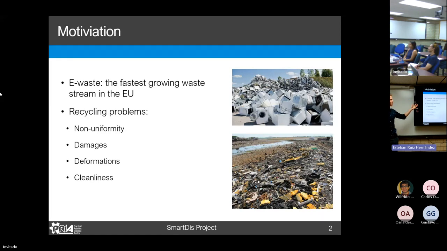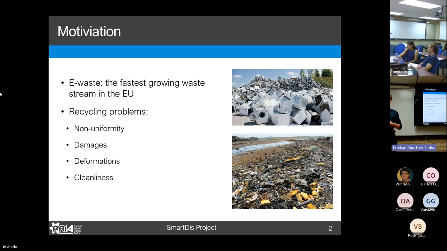The whole project is about disassembly of electronics waste. Why? Electronics waste is the fastest growing waste stream in the European Union, and probably not only there. There are four major problems for recycling electronics waste. First, the non-uniformity: you never know what kind of product you want to disassemble. Then there are damages and deformations: you never know the shape and actual status of your electronics waste. It can be arbitrary, deformed, or damaged. And cleanliness is also a problem: you don't really know how clean the product is you want to disassemble. It's still important to disassemble electronics waste because it contains precious materials and metals, which you can recycle in newer products.